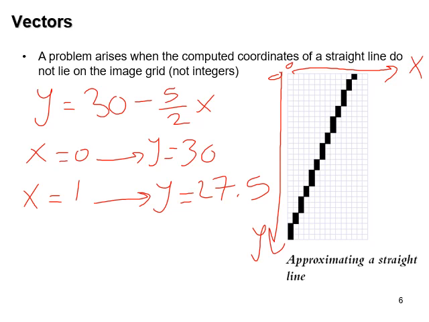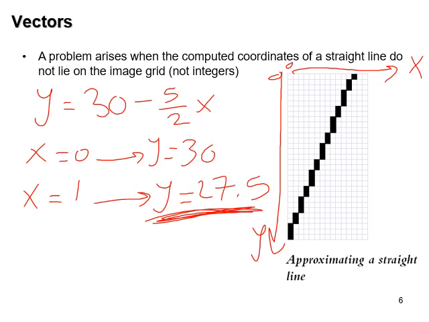Now what's the problem here? The problem is, given that we're talking about an image, a grid of pixels, then these coordinates have to be integer values. We don't have a value for y, which is a row number, that's equal to 27.5. So how can we deal with this issue? We need to get rid of the fraction. Of course, there are multiple ways. You can approximate to the nearest integer. You can do floor, you can do ceil, and so on.